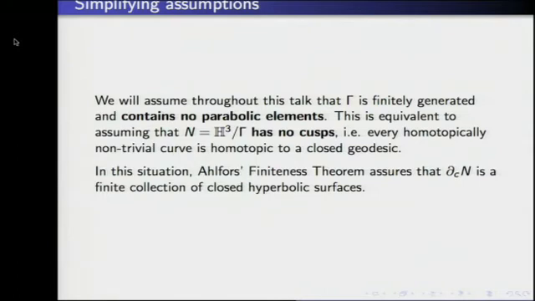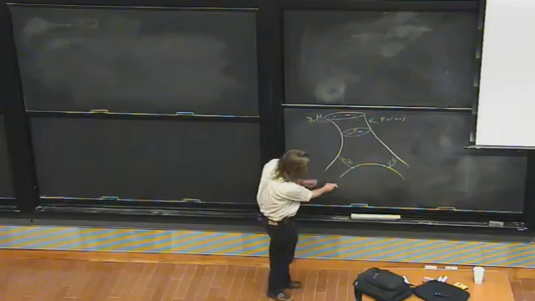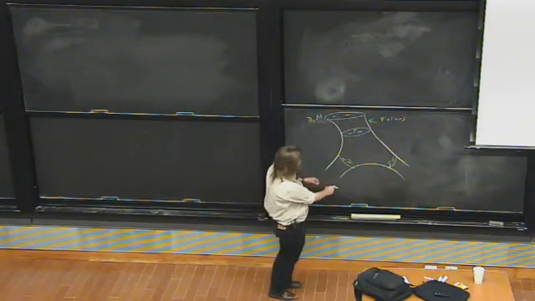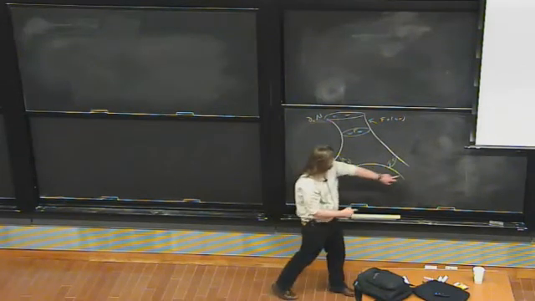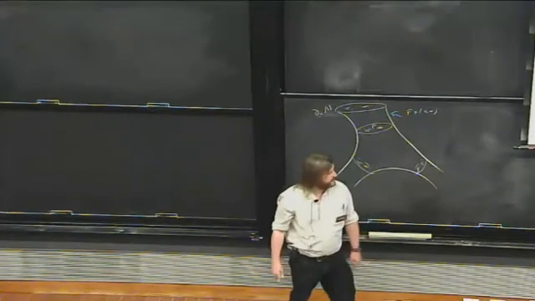So in this situation, Ahlfors' finiteness theorem tells us that the conformal boundary is a finite collection of closed surfaces. Remember, the conformal boundary is sitting out here at infinity, being a conformal bordification. Of course, the nicest thing would be if, remember we saw that if you're convex co-compact, that means this conformal bordification is you have one of these out each end. But we don't always have that.